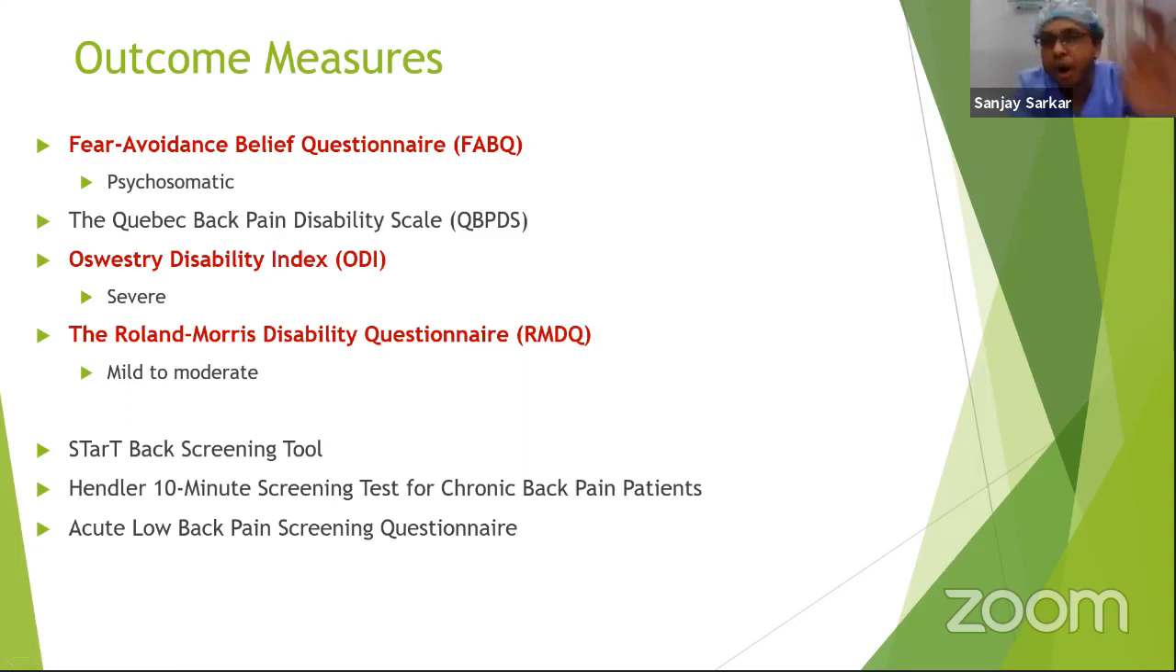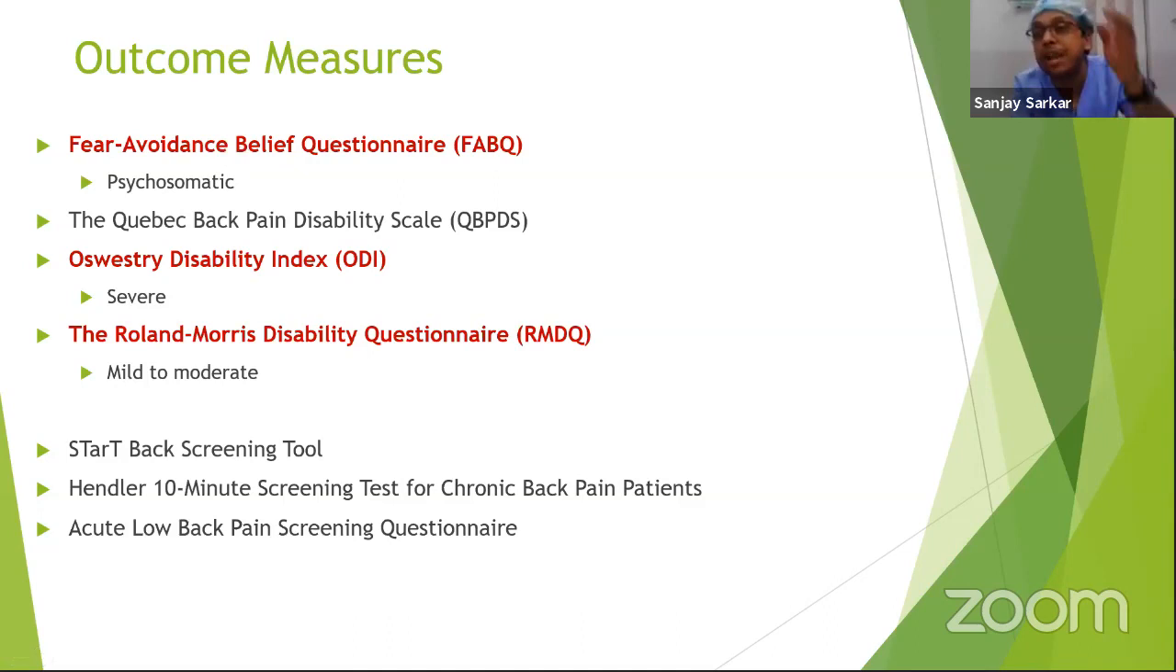Out of these 4, the Quebec one, the Quebec Back Pain Disability Scale, is not highlighted in red because you as a healthcare professional have to score the questionnaire, and I hate that. It's not that I don't like to do outcome measures. I don't have the time to do outcome measures. It is better for the patient to fill in the questionnaire for me. So these 3, which are highlighted in red, the patient himself or herself can fill in, okay?